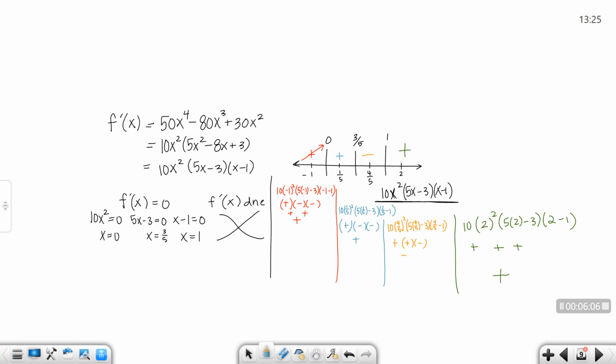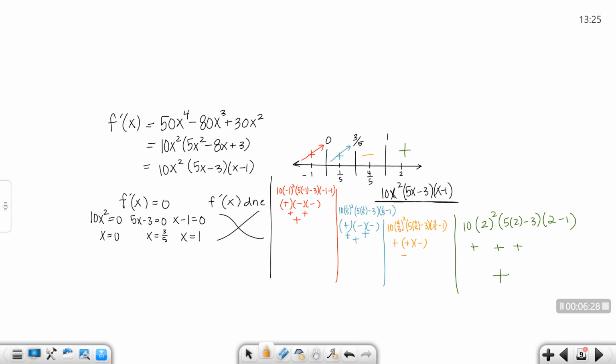5 times 1/5 would be 1. The 5's cancel out, leaving you with 1. 1 minus 3 is negative, and 1/5 minus 1 is also negative. So again, you have two negatives making a positive, and you have a positive on the front, so that interval is also positive. Moving on to the orange interval, you're plugging in 4/5.